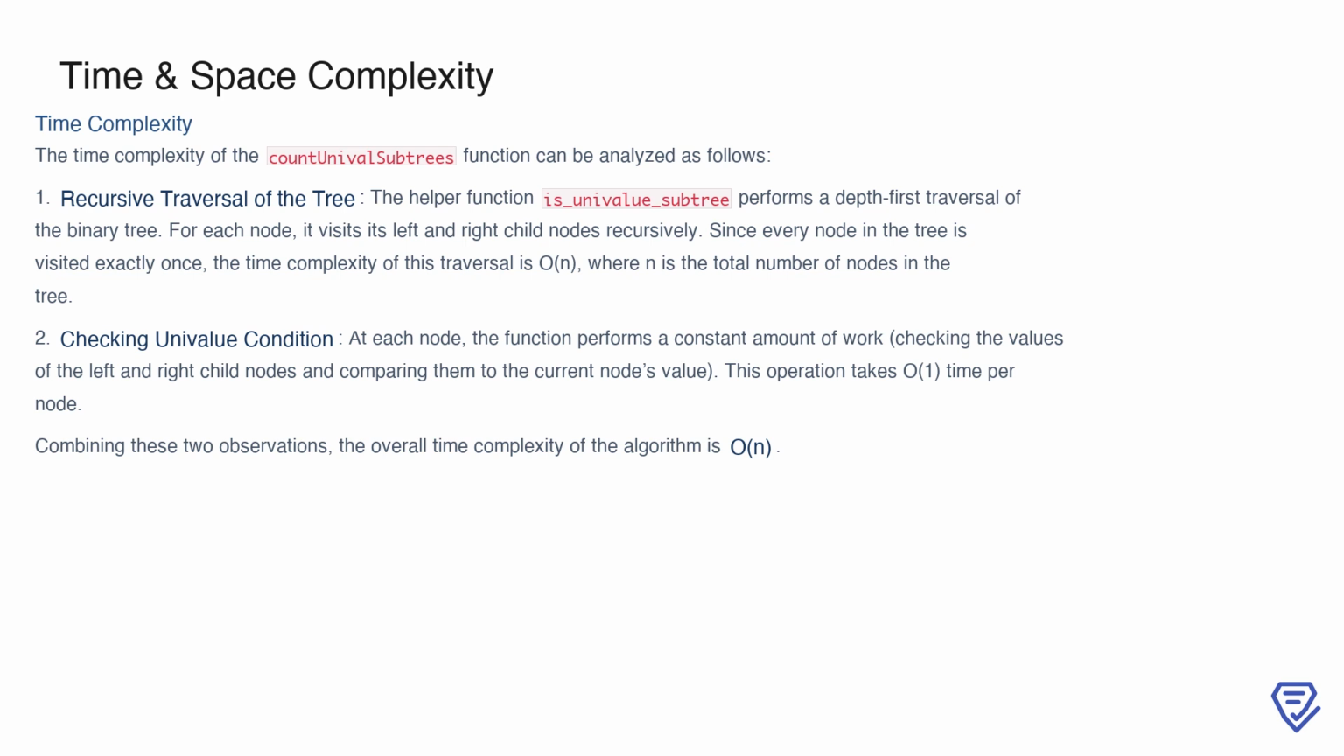Second, for each node, the algorithm checks whether it forms a univalue subtree by comparing the values of its left and right child nodes to its own value. This check involves a constant amount of work, or O(1), per node. When we combine these two observations, we see that the overall time complexity of the function is O(n), as the traversal dominates the constant time operations at each node.